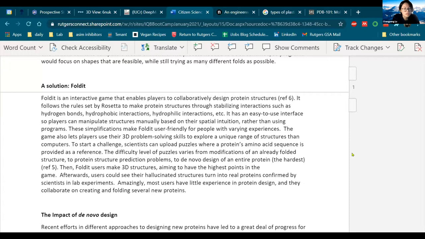To start a challenge, scientists can upload puzzles where a protein's amino acid sequence is provided as a reference. The difficulty level of puzzles varies from modifications of an already folded structure, to protein structure prediction problems, to de novo design of an entire protein, which is the hardest. Then, FoldIt users make 3D structures aiming to have the highest points in the game. Afterwards, users can see their hallucinated structures turn into real proteins confirmed by scientists in lab experiments. Amazingly, most users have little experience in protein design, and they collaborate on creating and folding several new proteins.